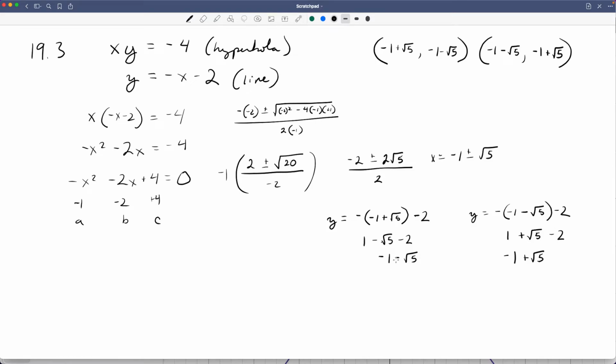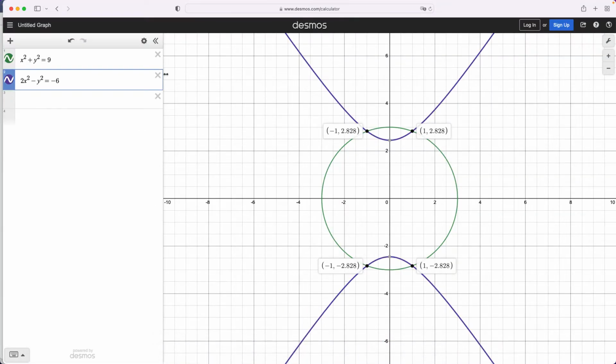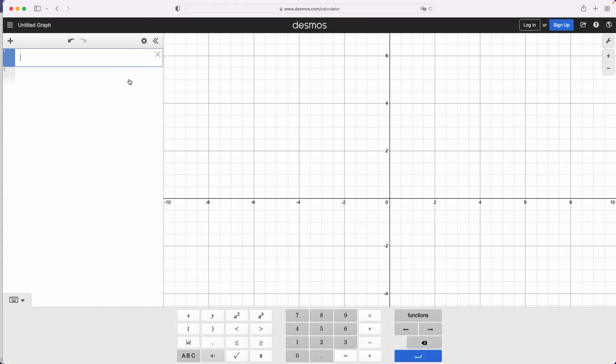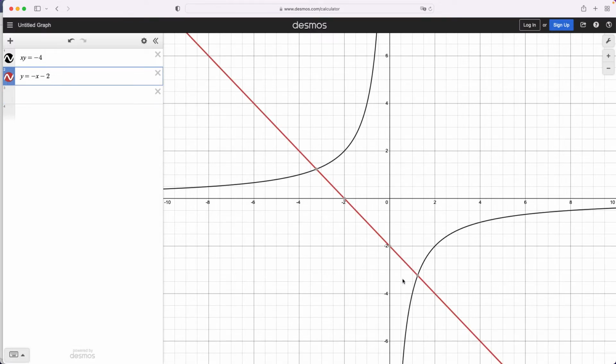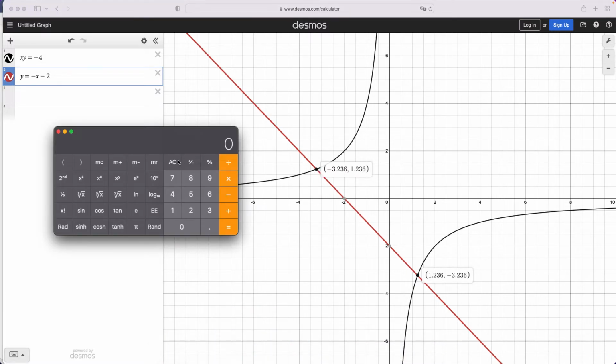All right, so let's go and graph these two and see how that plays out. So I'm going to eliminate these two and I'm going to start over. And our hyperbola is xy is equal to negative 4. All right, so there's our hyperbola. So let's do our line. y is equal to negative x minus 2. And let's see our points. So we have a point here, and we have a point here. All right, and I'm going to pull up our calculator and show how we got to those points.